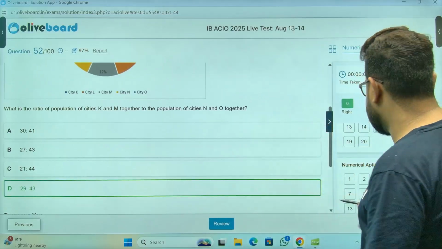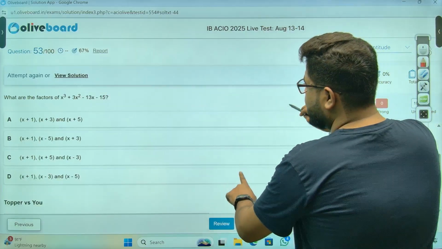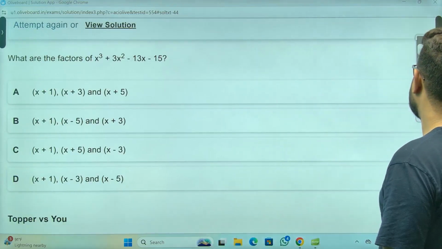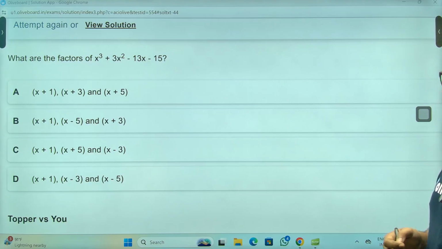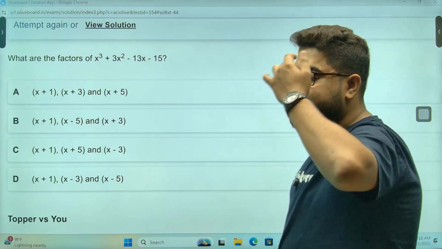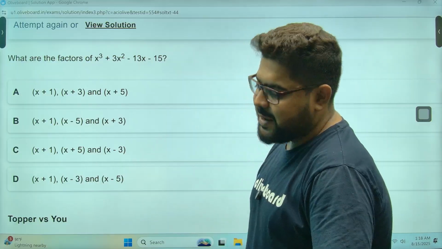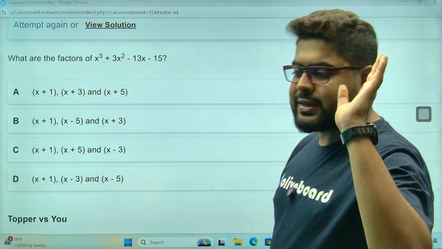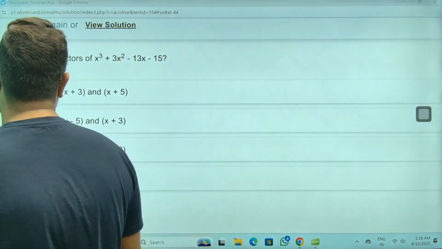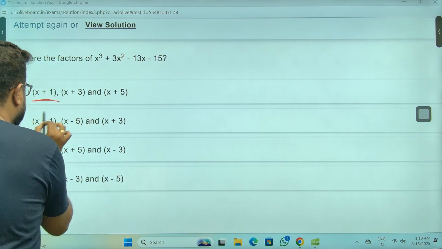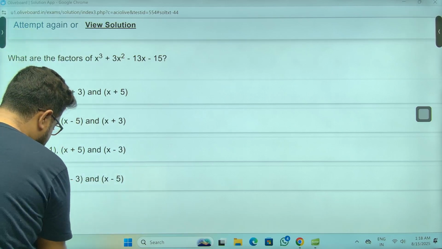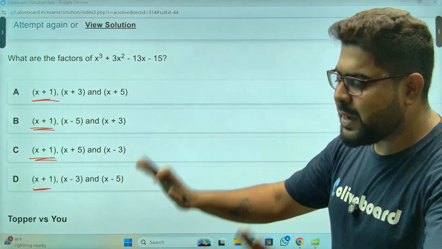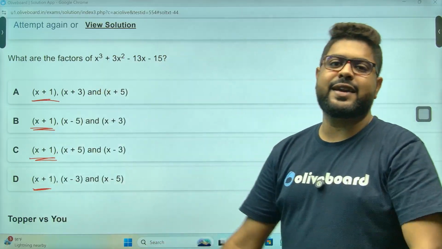It's very simple. You just need to look. Factors of this. It's a vanishing method question, but sir, if we want to solve it using the vanishing method, it will take a lot of time. So just by looking at the options, the first thing that strikes my mind, sir, is this x plus 1 is common in all four options. That means I can close my eyes and say x plus 1 is definitely a factor.